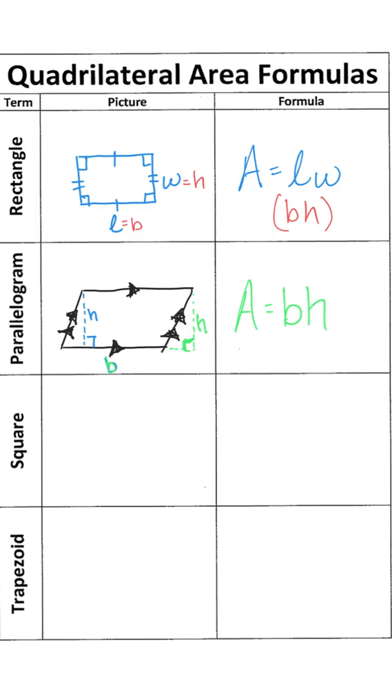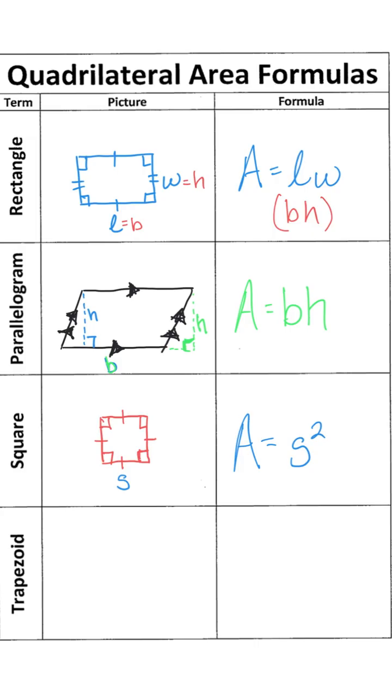Okay, for our square, we have 4 sides that are the same, so try your very best to draw your picture accurately. So angles, 4 right angles, 4 congruent sides. Okay, and because it's just the side length, we just call it S, and so our formula is the side squared. Okay, remember that's the same thing as side times side.